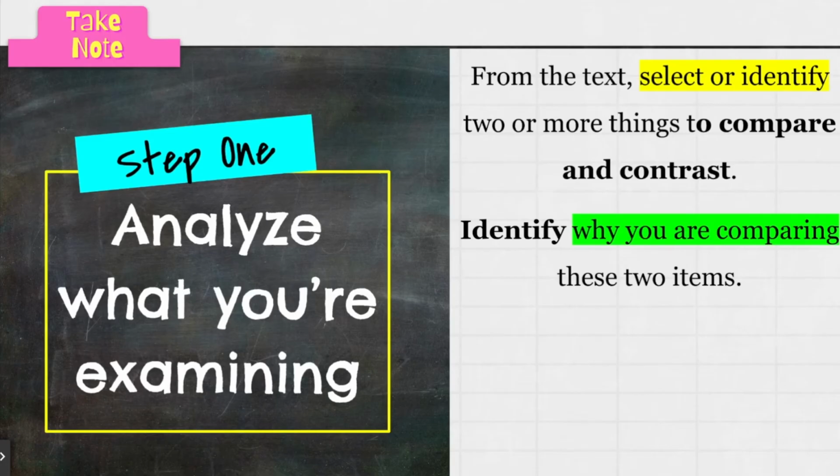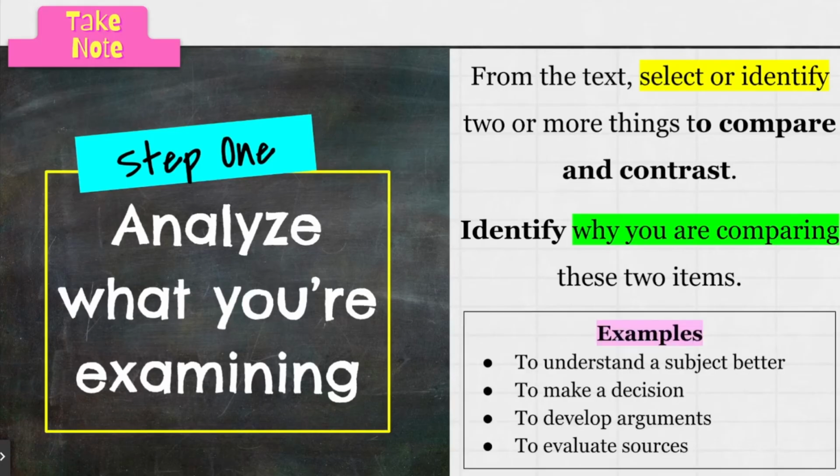So if we are reading 2 articles from 2 different scientists and they're both talking about pollution, why are we looking at this? Do we want to determine if pollution is really a problem? Because maybe one scientist doesn't think it is and maybe another scientist does. I don't know. So you have to identify why you're comparing 2 items.